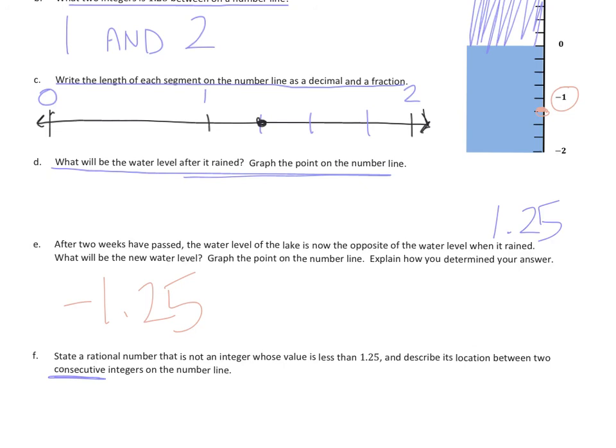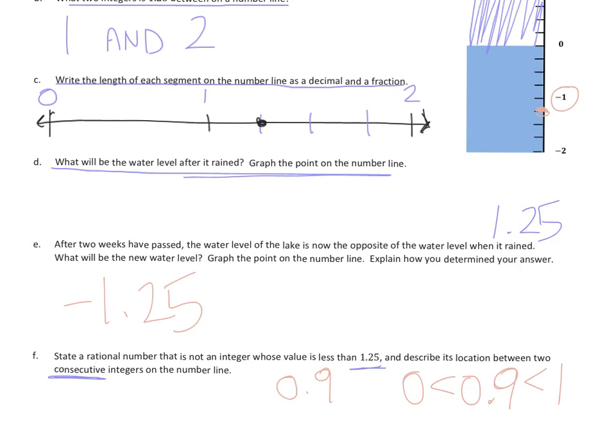So let's see. State a rational number, not an integer, whose value is less than 1 and 25 hundredths. How about 9/10? And its location between two consecutive integers? Well, 9/10, it is less than 1 and greater than 0. So that's a cheat way to describe what it's between.